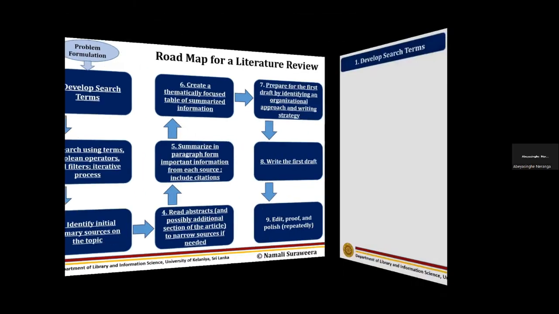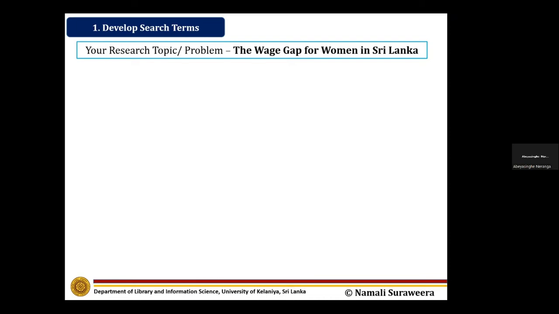Okay, so we will move to the first step. That's called develop your search term. So just imagine what is your request. For example, what you are looking for in your research. If you have that research topic or research problem at hand, then figure out what you want to find out. So I have given one example here. Just assume that I want to do research based on the wage gap for women in Sri Lanka. Nowadays it's really important for this scenario.